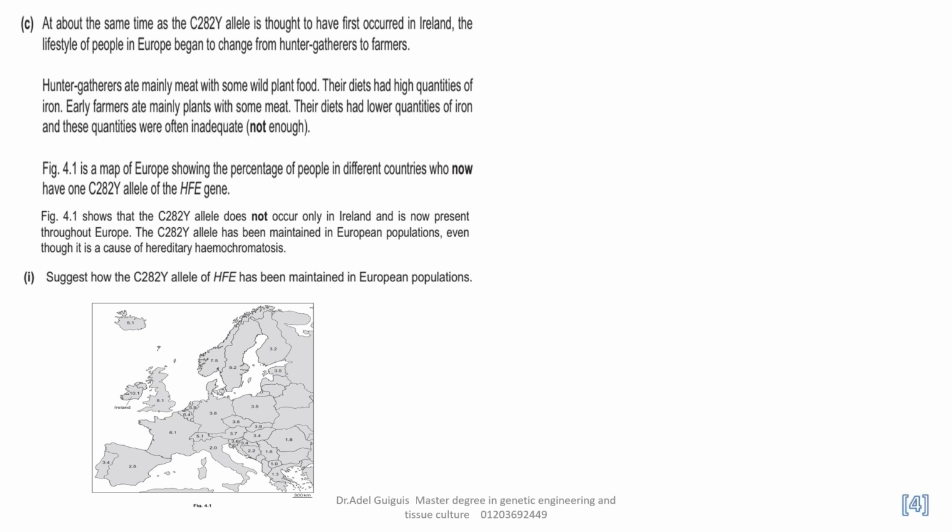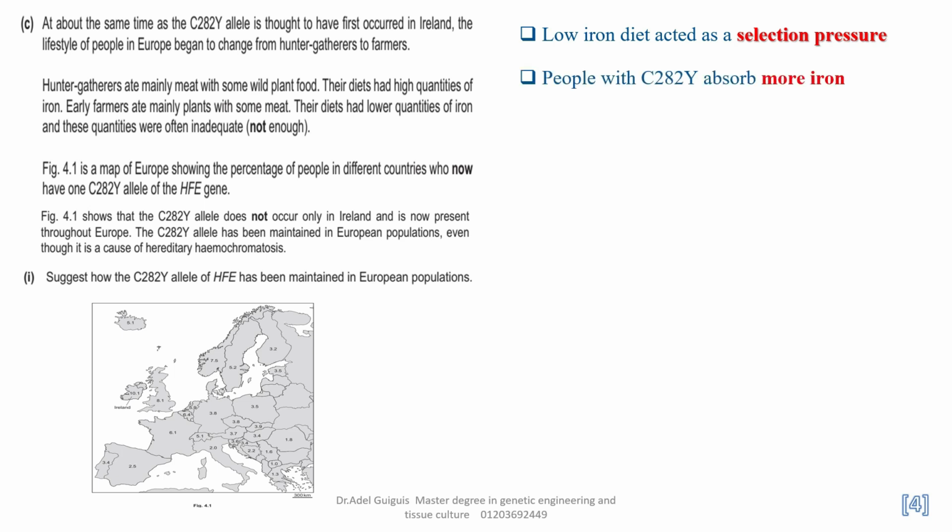How? Firstly, low iron diet: the change from hunter-gatherer to farmers. Hunter-gatherers depended mainly on meat, with high quantities of iron. When these citizens shifted to become farmers, eating plants and little meat, iron intake became low. Low iron diet acted as selection pressure. Now people with the mutant allele, heterozygous mutant, absorb more iron than the normal ones, than H capital.